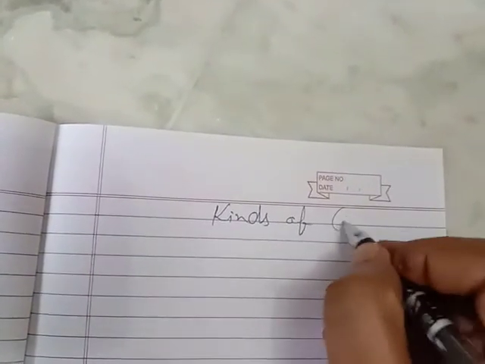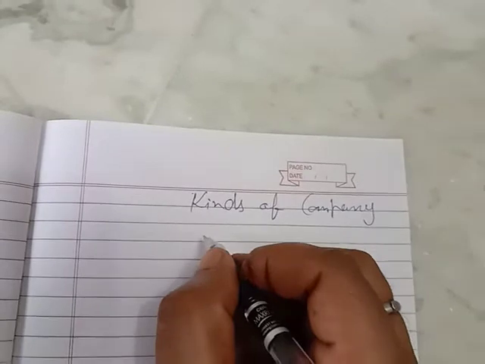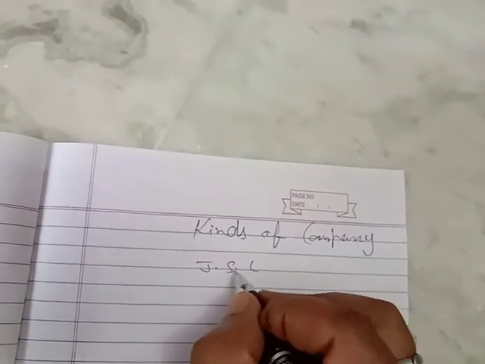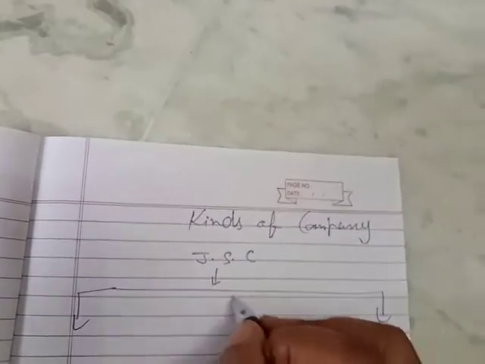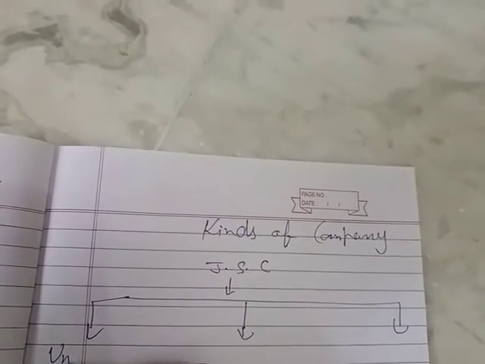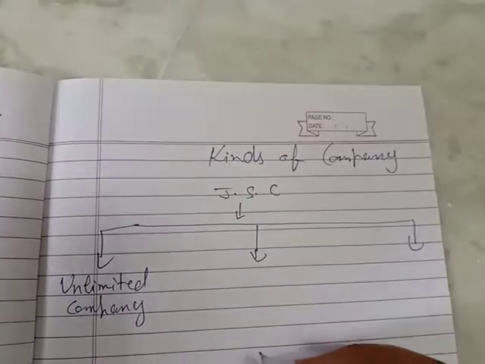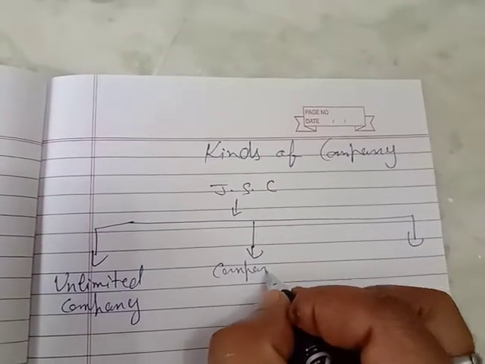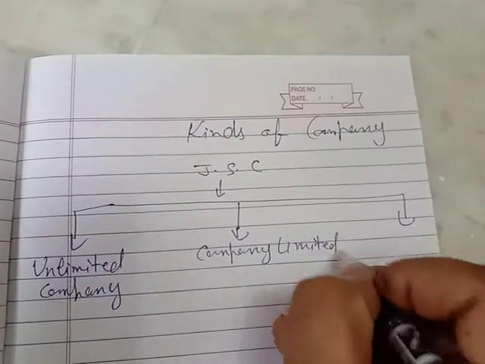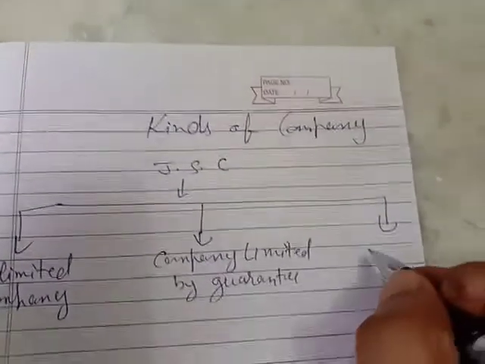Now let us discuss the kinds of company. Like joint stock company is there. So joint stock companies are of three types: unlimited company, company limited by guarantee, company limited by shares.